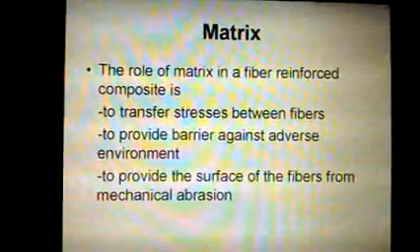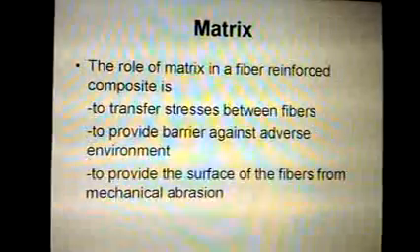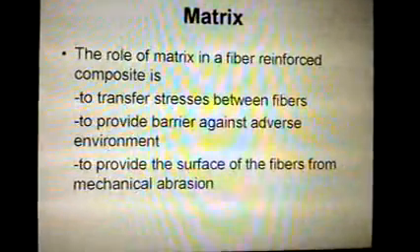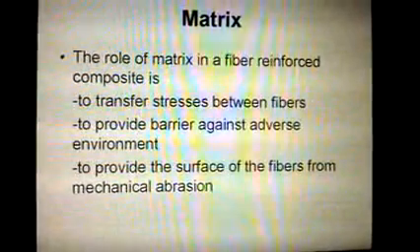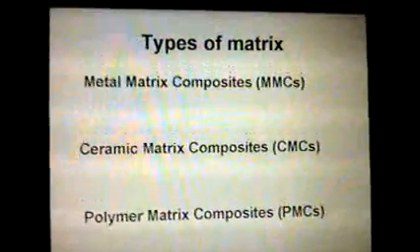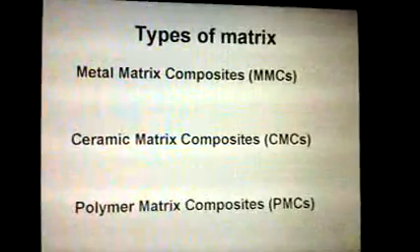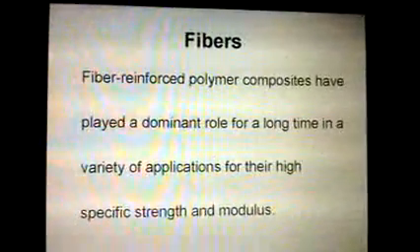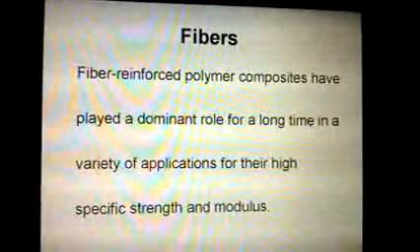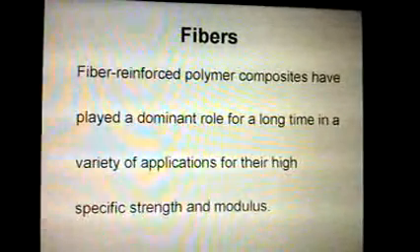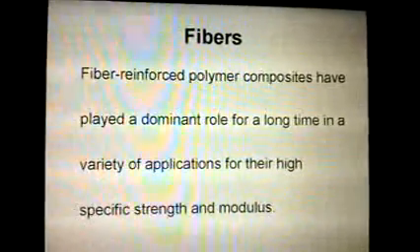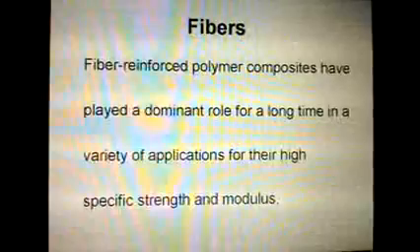The role of matrix in fiber reinforced composite is to transfer stresses between fibers, to provide a barrier against adverse environment, and to protect the surface of the fibers from mechanical abrasions. The types of matrix are metal matrix composites, ceramic matrix composites, and polymer matrix composites. Fibers are used to reinforce along with the matrix. Fiber reinforced polymer composites have played a dominant role for a long time in a variety of applications for their high specific strength and modulus.